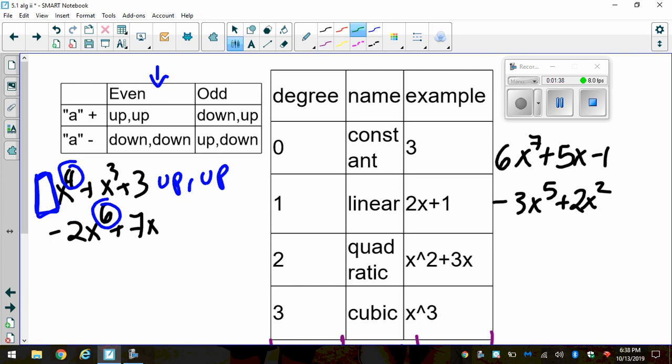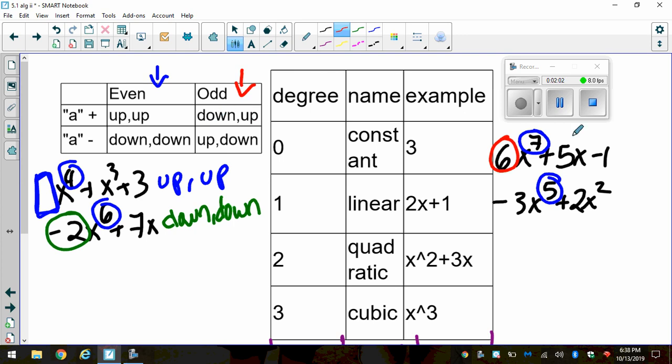So right here, the leading coefficient is negative. We have an even exponent, but the leading coefficient was negative, so we would write down, down on this category. Over here, likewise, your highest exponent on both of these are odd numbers. It's just the numbers on the x's that tell you if you're even or odd. So now we're under odd. This one's leading coefficient is positive, so you're in this one, so you have down, up. And on this one right here, your leading coefficient is negative, which puts us in this category. So this would be an example of up, down.